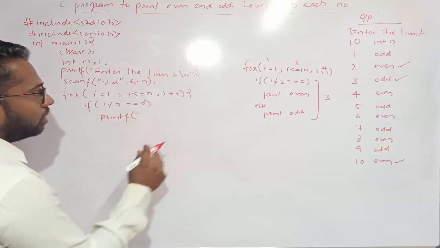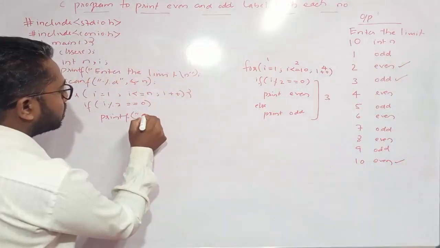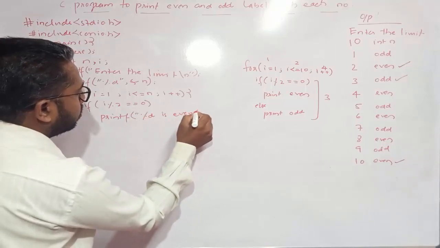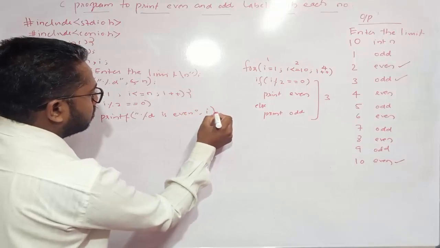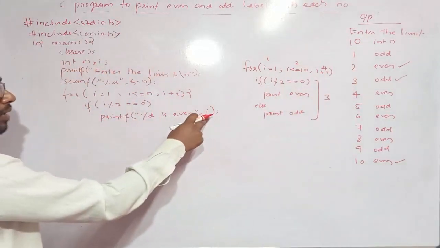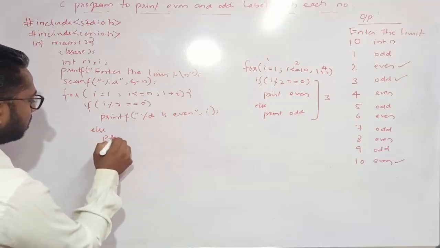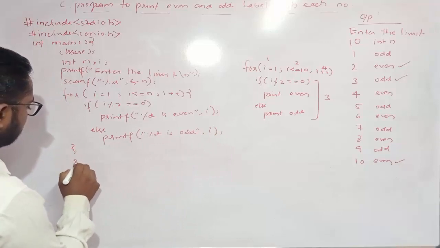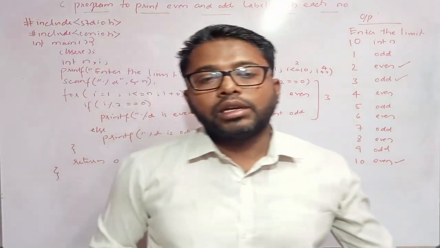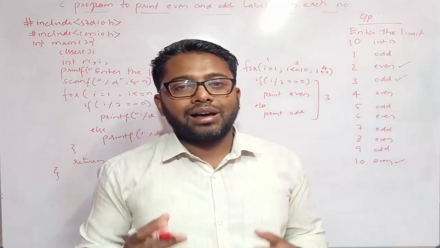printf. I want to display the output in this form, where I also want to display the number along with this label. So I will use the format specifier %d is even, comma i, because this is the value of i, and I need to print that value of i along with this label. Else, the same with odd. Then bracket closed, return 0, and then curly bracket close. So this is how we can write a C program to print even and odd numbers along with the label.